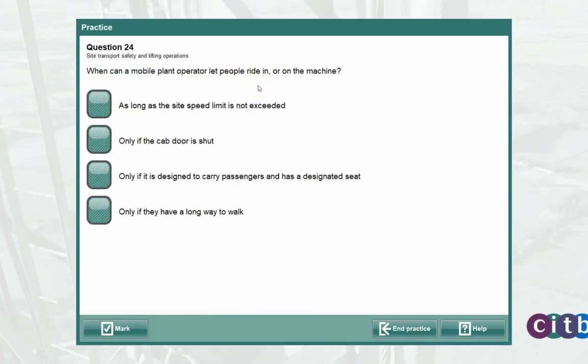When can a mobile plant operator let people ride in or on the machine? As long as the site speed limit is not exceeded. Only if the cab door is shut. Only if it is designed to carry passengers and has a designated seat. Only if they have a long way to walk.